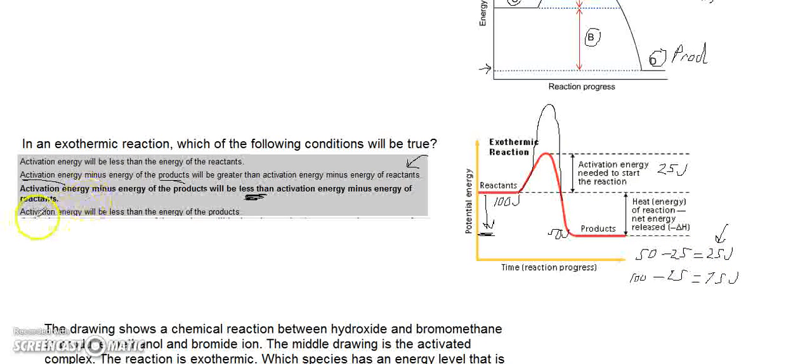And then we can check here on the last one, activation energy will be less than the energy of the products. And once again, that's not necessarily true because we could have a really big activation energy and a really small energy for the products. So the bolded answer right there, that would be choice C, is the correct answer. Like I said, drawing out that graph, I think, and then maybe putting in example numbers like I did will really help with those.